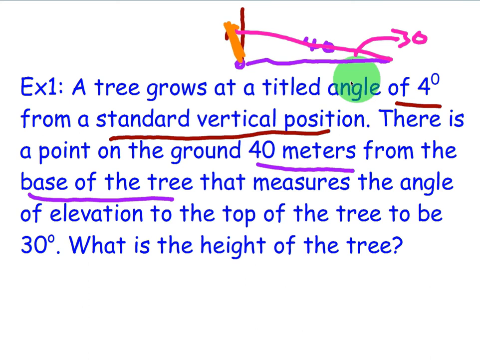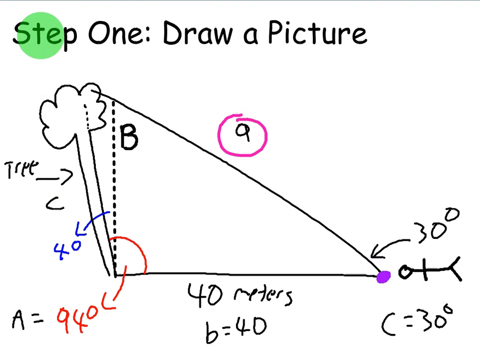Now, I've already drawn this picture full-blown, so let's take a look at what we've drawn. What I just drew was a mini representation. Here's the bigger example. So somebody views this at an angle of 30 degrees. Okay, so this is 30. Now here's the tree tilted. It's tilted at a 4-degree angle from the vertical.